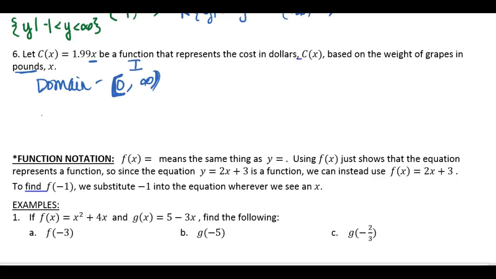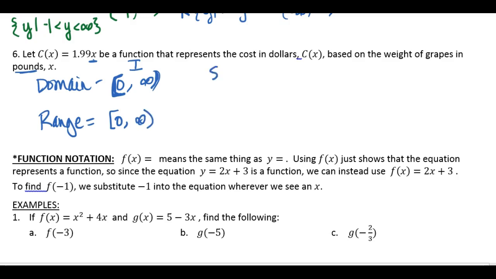All right, so let's think. On our range, the cost is going to be 0. If I put a 0 in for x, that's still 0, right? The function would come out 0. And if I put infinity in for x, that means my number is going to be 1.99 times infinity, which is really, really big. So my range is infinity as well.